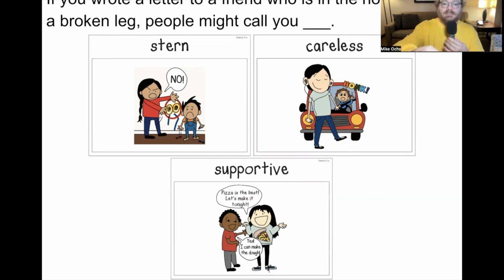So it says here, if you wrote a letter to a friend who is in the hospital with a broken leg, people might call you blank. And kids can say, what would that response be? Would they be stern? Would they be careless? No, they would be supportive, because you are being thoughtful and helpful, right? To somebody who's in the hospital.